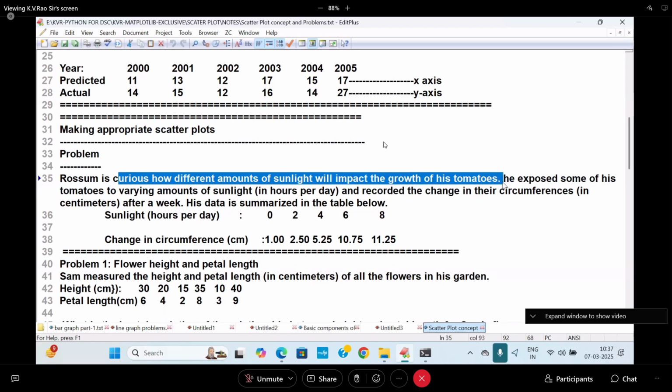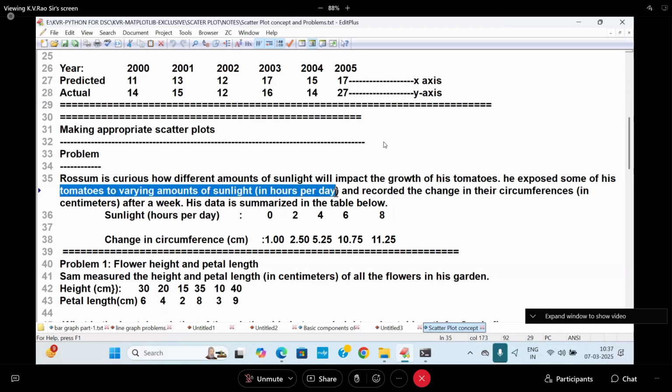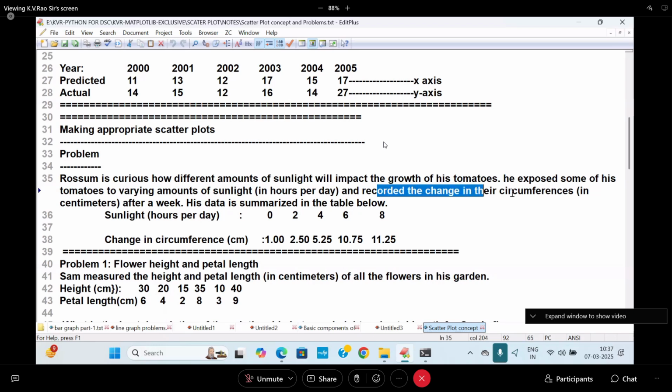If you keep a tomato without sunlight, what is the growth? If you keep a tomato with sunlight, what is the growth? If we keep the tomato totally under full sunlight, what will be the growth? That is what is happening here. He exposed some of his tomatoes to varying amounts of sunlight in hours per day and recorded the change in their circumference, in centimeters, after a week. His data is summarized in the table below.